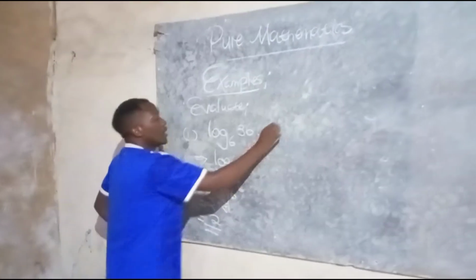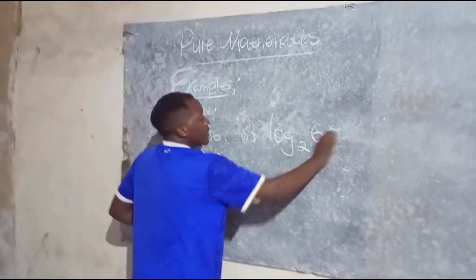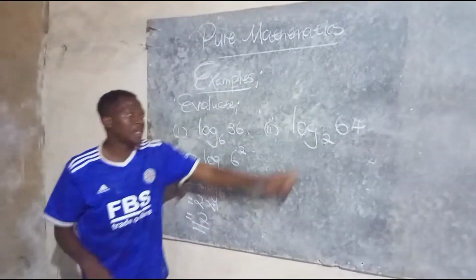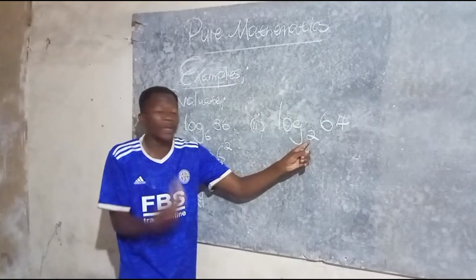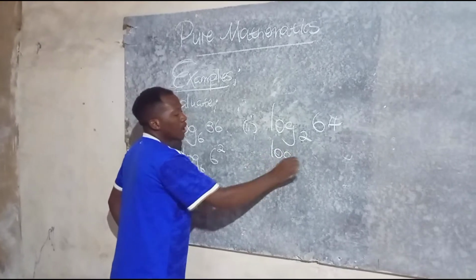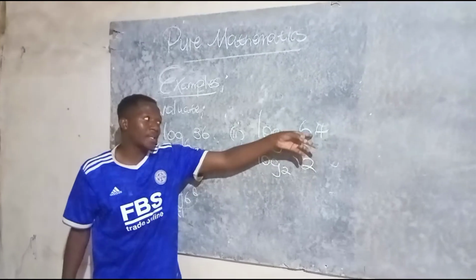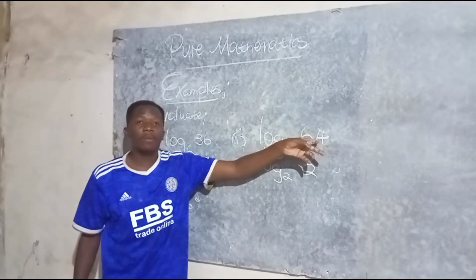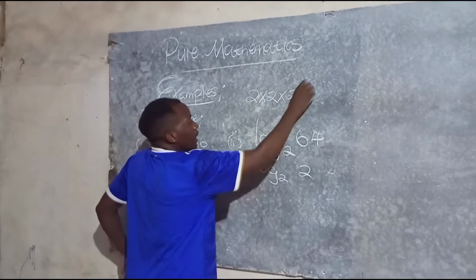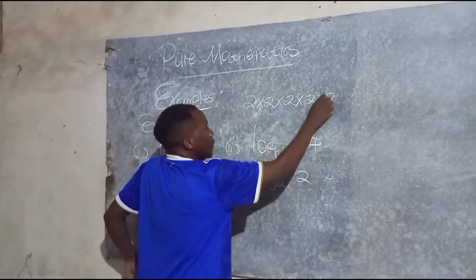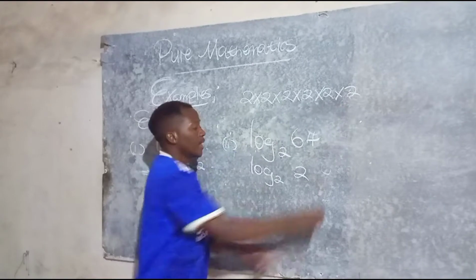On the same basis, let's say we have log 2 of 64. We can reduce this 64 using the rules we just talked about. So it is log 2 of 2 to some power. How many times can this 2 be multiplied to get 64? It can be multiplied 6 times: 2 times 2 is 4, times 2 is 8, times 2 is 16, times 2 is 32, times 2 is 64. 1, 2, 3, 4, 5, 6. So we set it to the power 6.